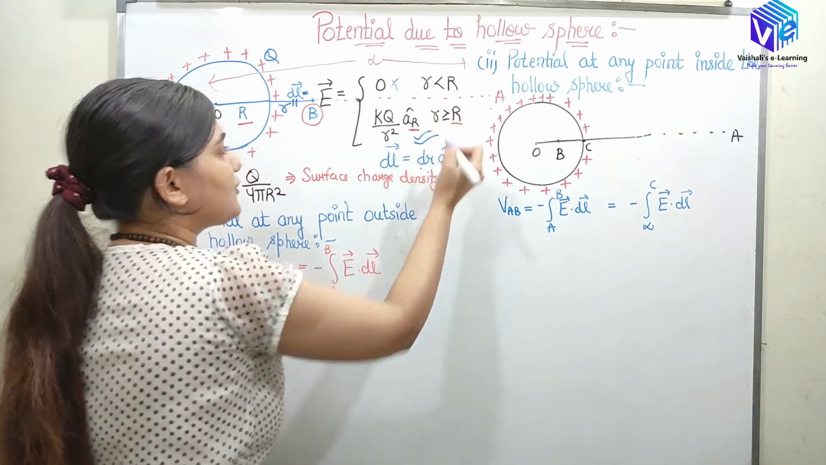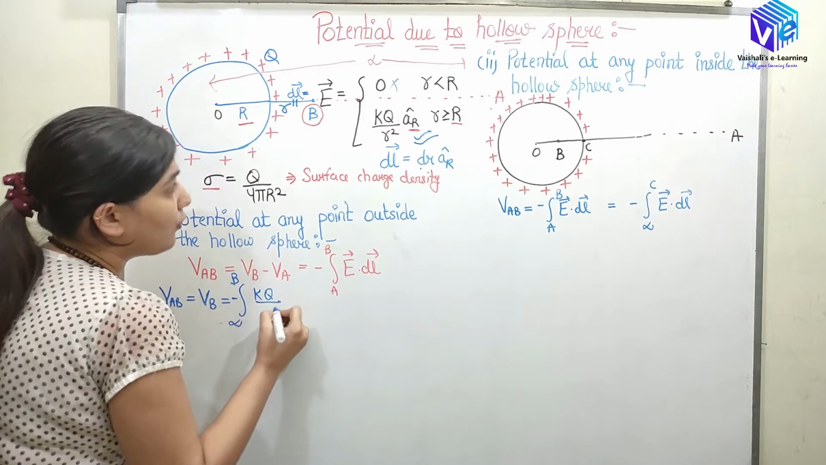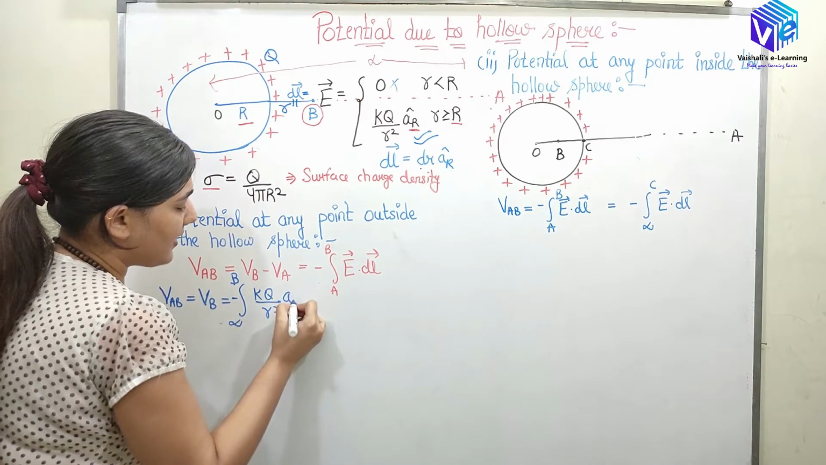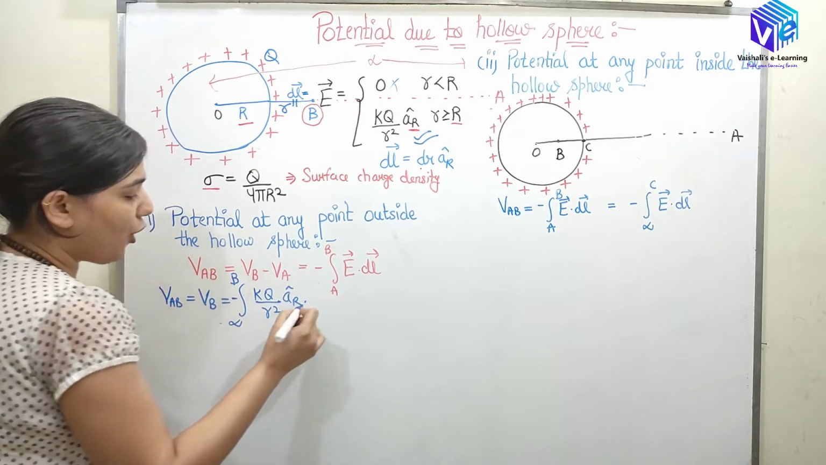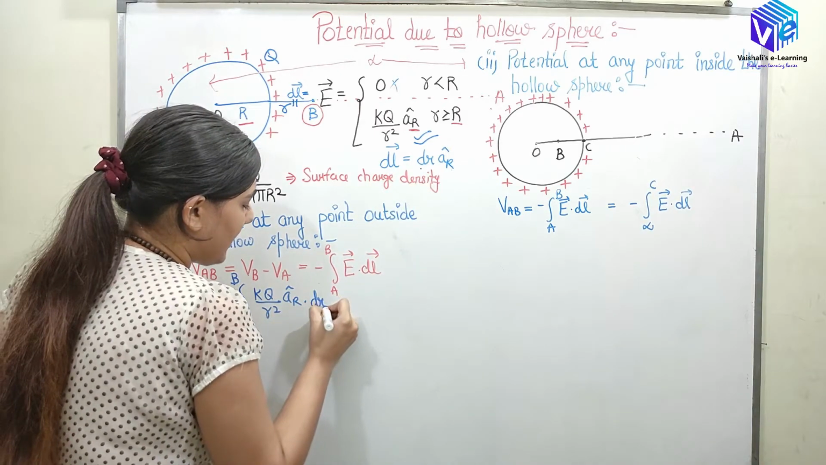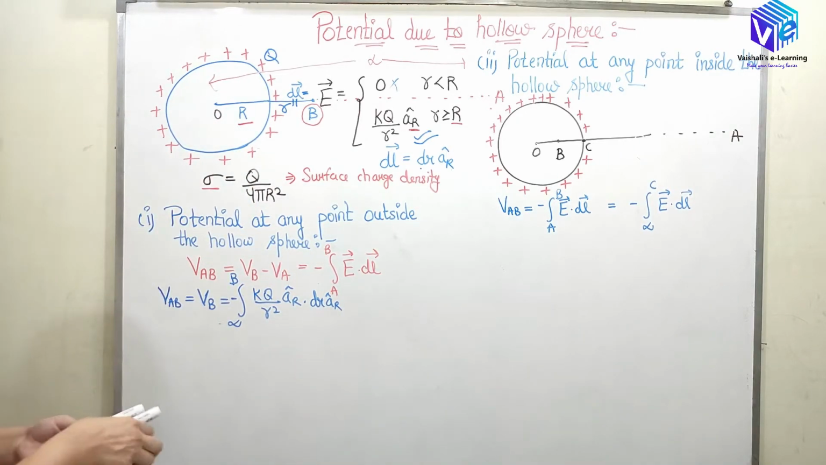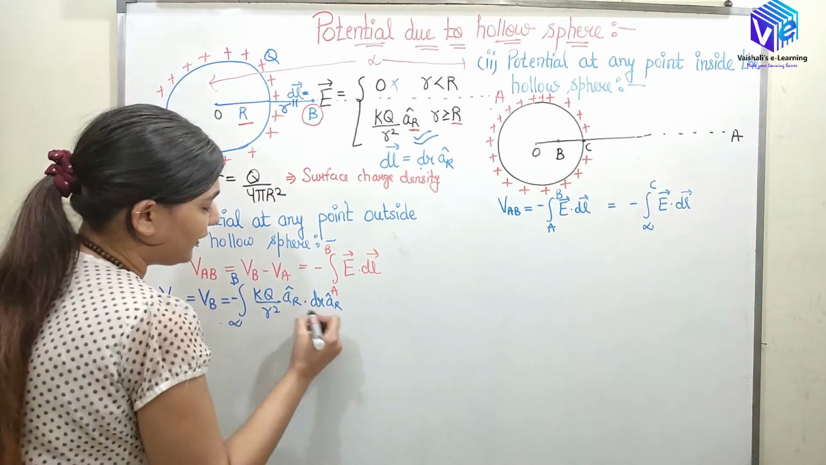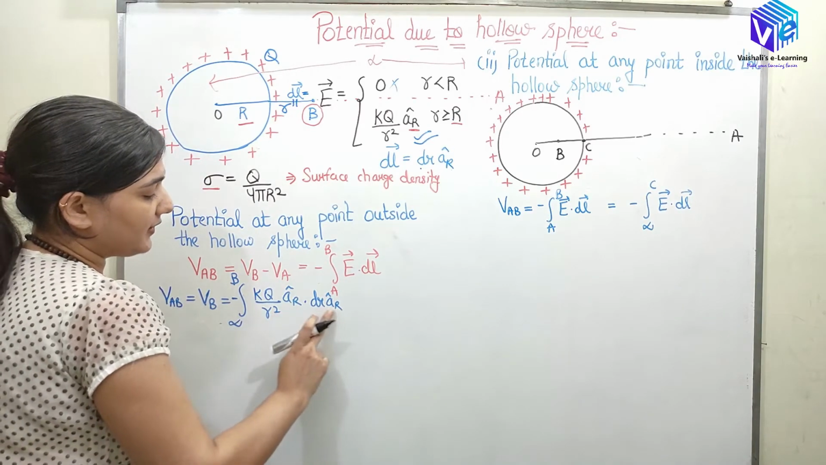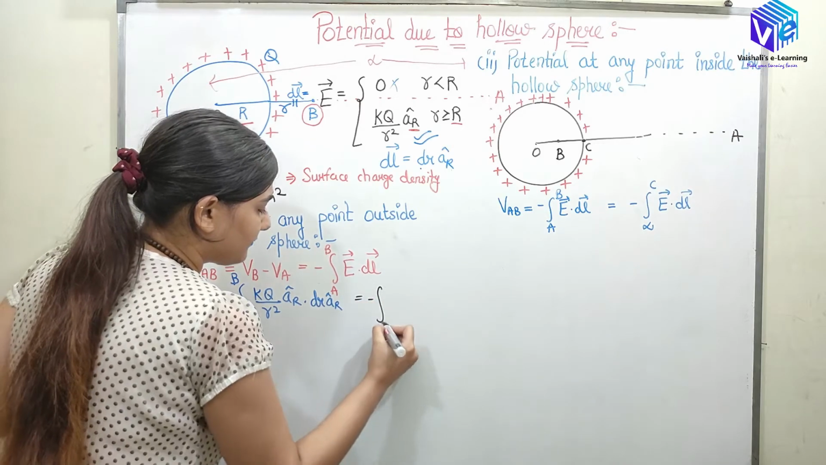I will be using this formula of the electric field. So it will be kQ upon r square ar cap dot. So what is dl vector? The dl vector is dr ar cap. Okay, so now we will be having the dot product. The dot product of ar with ar is 1. We know that.